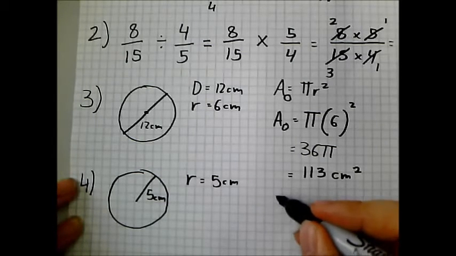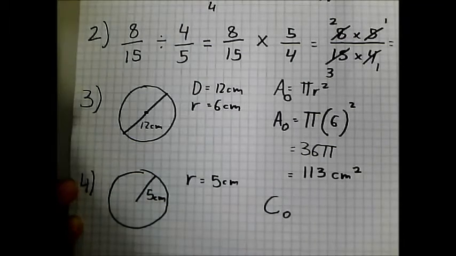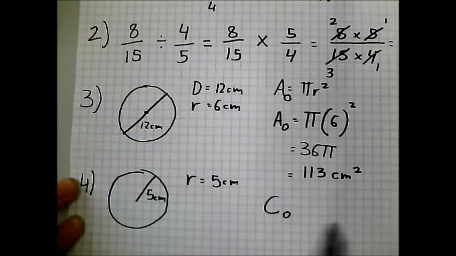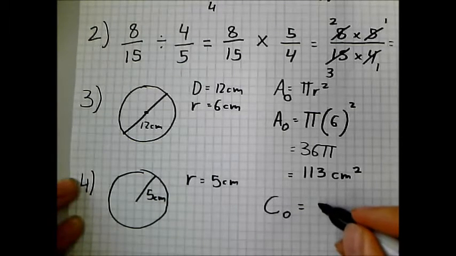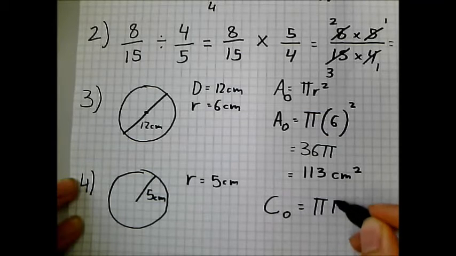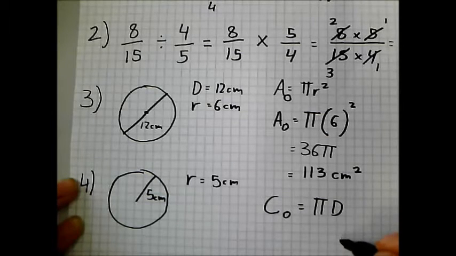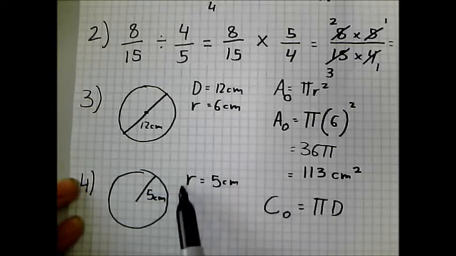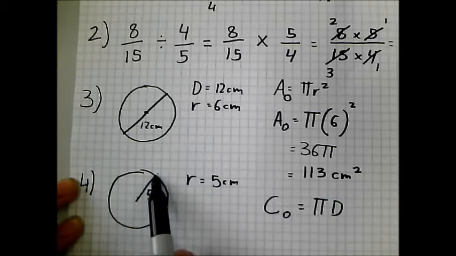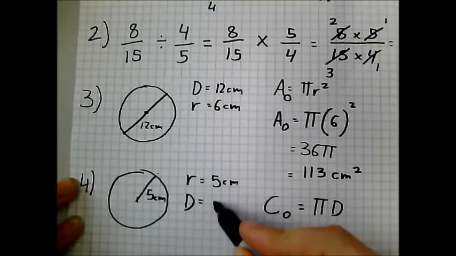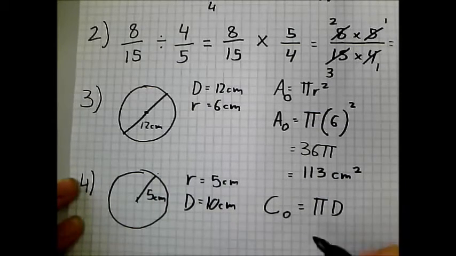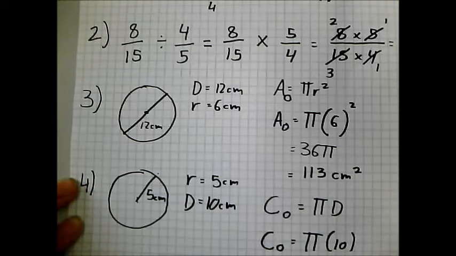Now, the circumference for a circle is found using pi d, where d is the diameter. Here, halfway across, from the edge to the centre, is 5. The diameter is all the way across, so the diameter is 10 centimetres. And once again, I substitute that in. So the circumference of a circle is pi bracket 10 bracket.